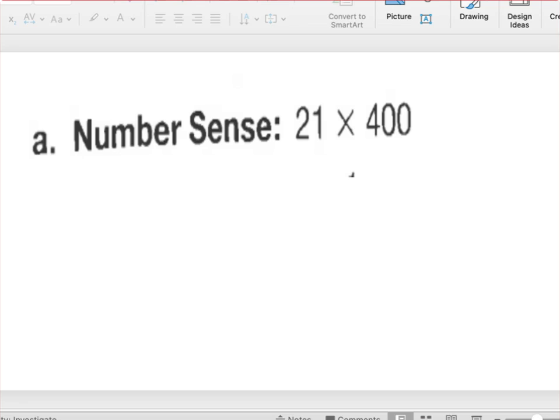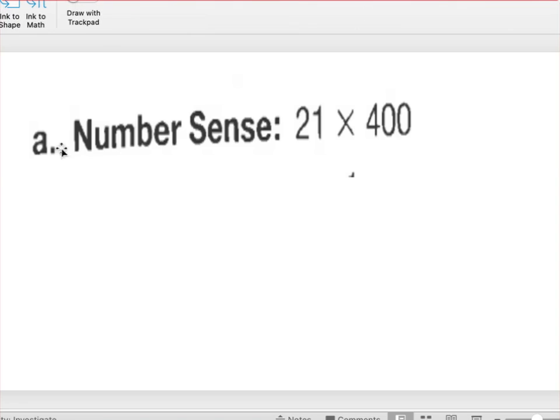We already graded that. So now we're going to talk about the problems that we did yesterday in class while my video was not working. And 21, what we would do is we would underline those, save them for later. 21 times 4 would be 84. And then we would tack on our 2 zeros, which all of you did well on.